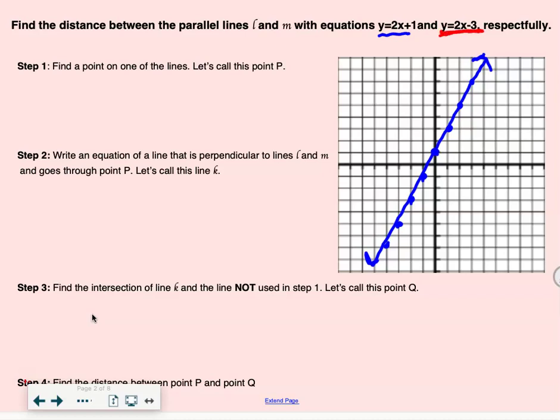Let's graph line M. Where do we start on M? Negative 3. Where do I go? Up 2 over 1. So does it look like our lines are parallel? Yeah, it does. Oh boy, that is a really crooked line. Sorry, folks.